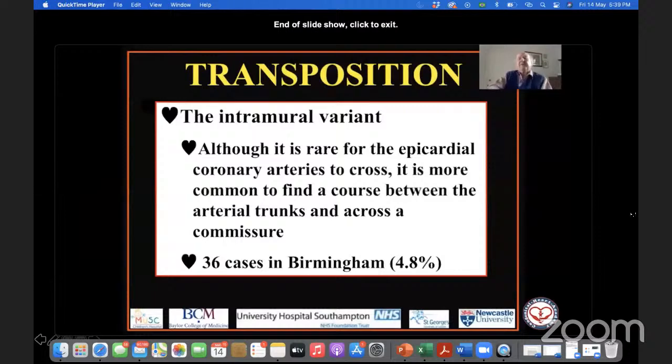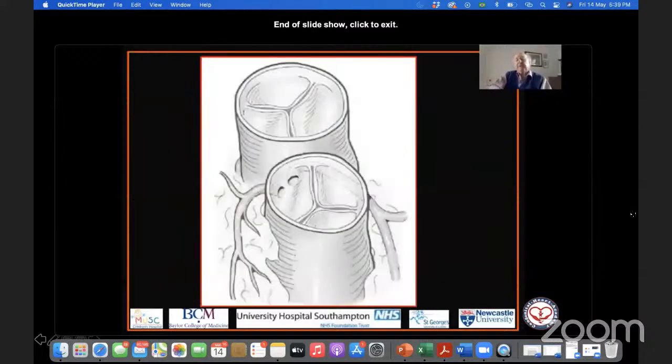So of these variations, the most important, for the surgeon at any rate, is the intramural variant. Because although it's rare for the arteries to cross in terms of the epicardial territory, they can cross between the arterial roots. And this is what we call that intramural variant. And you'll note that 1 in 20 patients seen in Birmingham have such intramural anatomy. And this is what we see in the intramural variant.